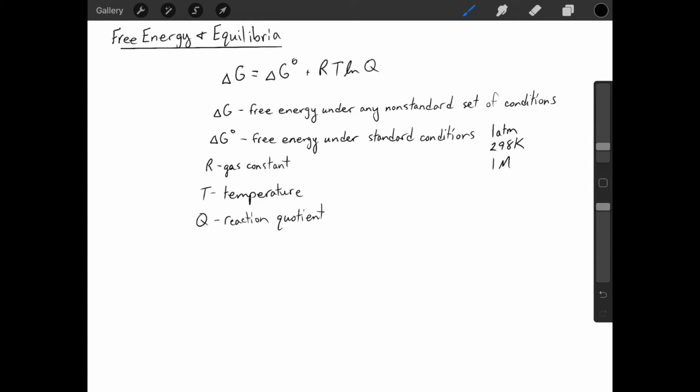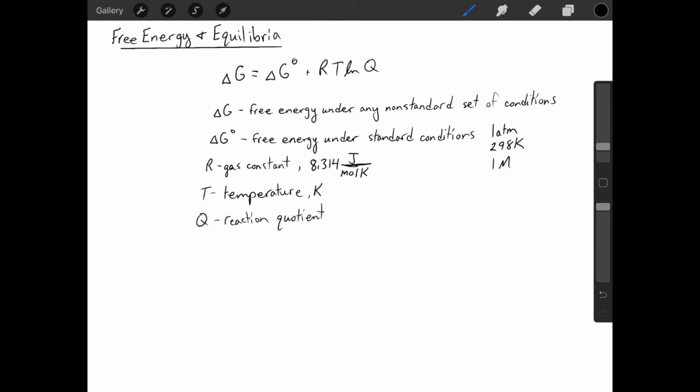The R is the gas constant that we've seen before, and specifically, it's the one that is in units of joules per mole Kelvin. Temperature is in Kelvin, and the reaction quotient is the reaction quotient that we've seen many times. So very quickly, we should be able to see if delta G at any random set of conditions is equal to delta G naught if we run everything at standard conditions. We would hope that they'd be the same.